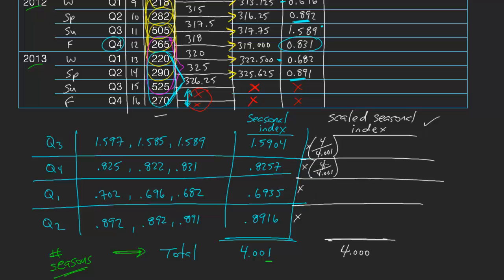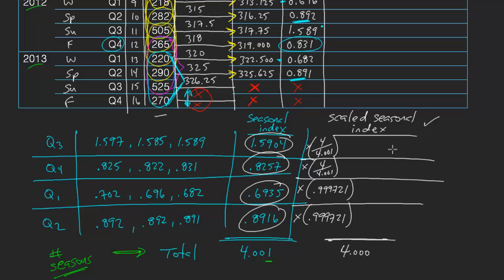If you work this number out, 4 divided by 4.001, it comes out to be, this is it in fraction form, but if I put it in decimal form, it's 0.999721. So if I multiply each one of my previous seasonal index values by 0.999721, these will be the results. This first one is going to be 1.5899.